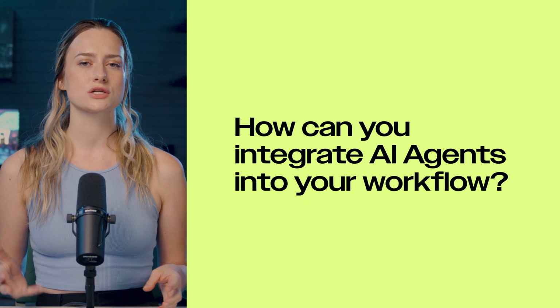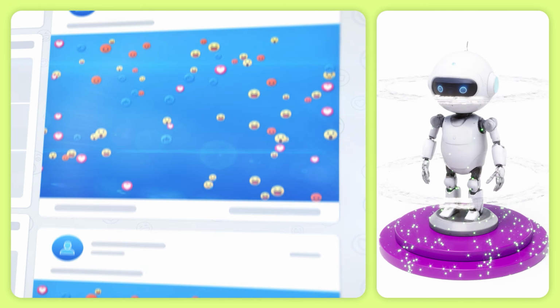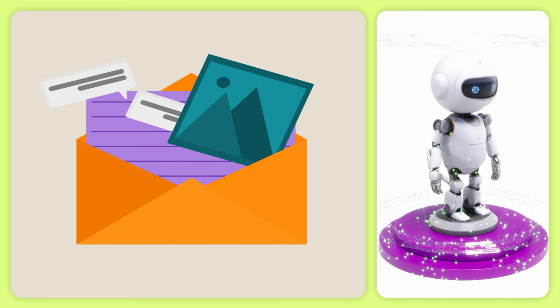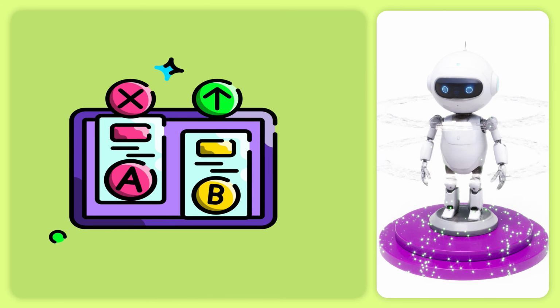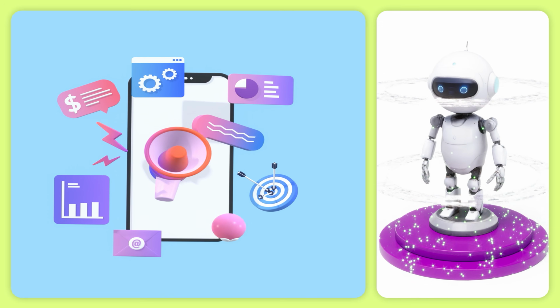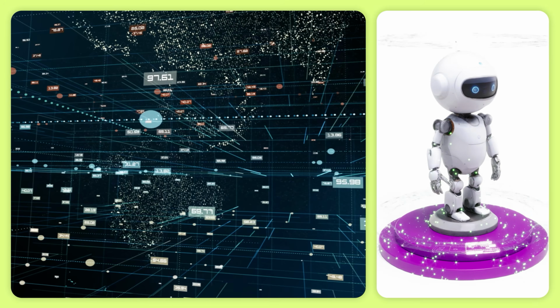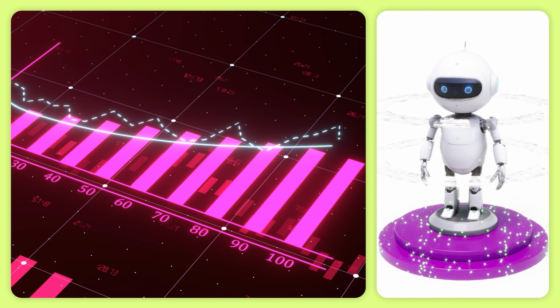So how can you integrate AI agents into your workflow? AI agents excel at taking over repetitive tasks while maintaining the quality and decision-making that you would normally have to make yourself. They can manage content creation, send personalized outreach, run A/B tests to find what works best, execute campaigns from start to finish, research competitors, and continuously improve their performance.